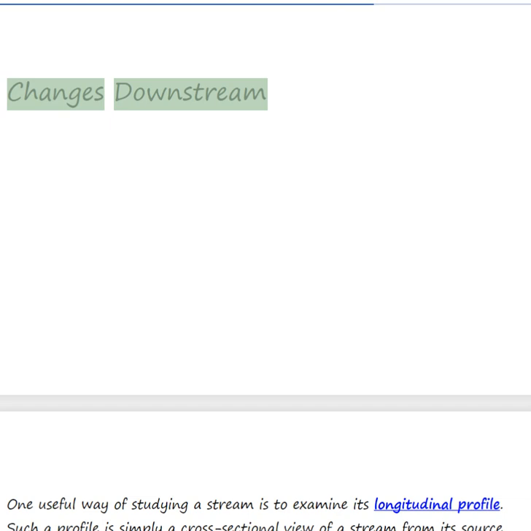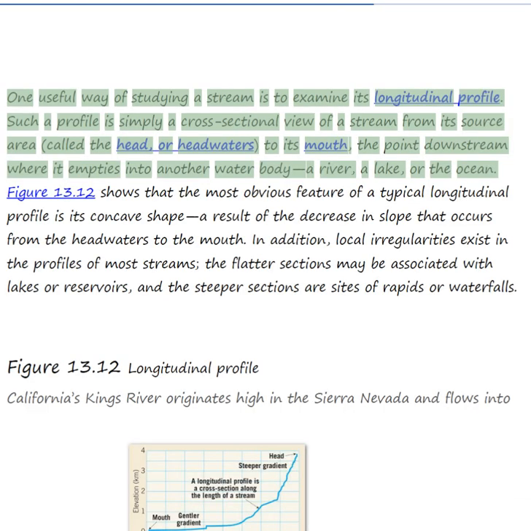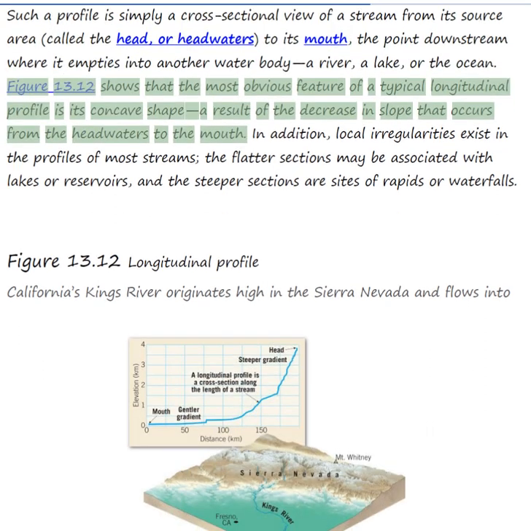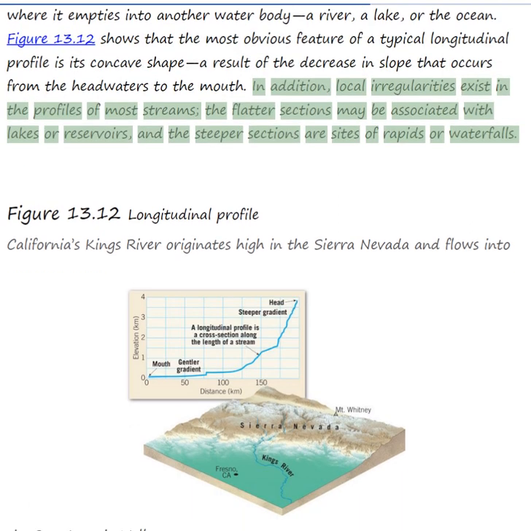Changes downstream. One useful way of studying a stream is to examine its longitudinal profile. Such a profile is simply a cross-sectional view of a stream from its source area to its mouth, the point downstream where it empties into another water body, a river, a lake, or the ocean. Figure 13.12 shows that the most obvious feature of a typical longitudinal profile is its concave shape, a result of the decrease in slope that occurs from the headwaters to the mouth. In addition, local irregularities exist in the profiles of most streams. The flatter sections may be associated with lakes or reservoirs, and the steeper sections are sites of rapids or waterfalls.